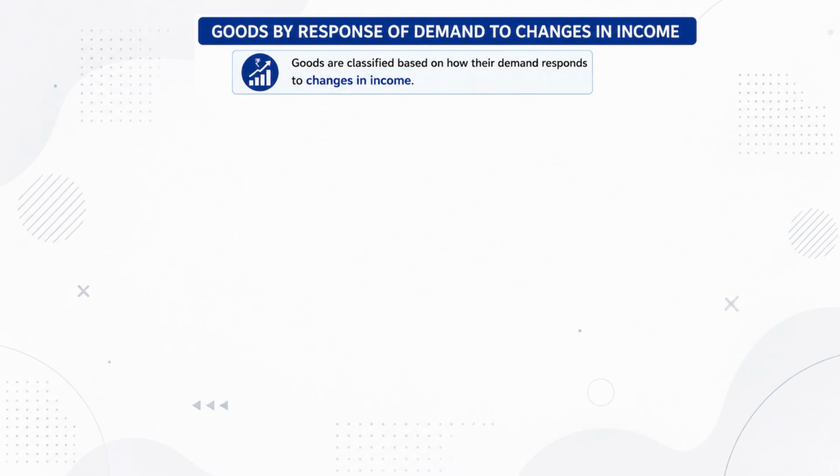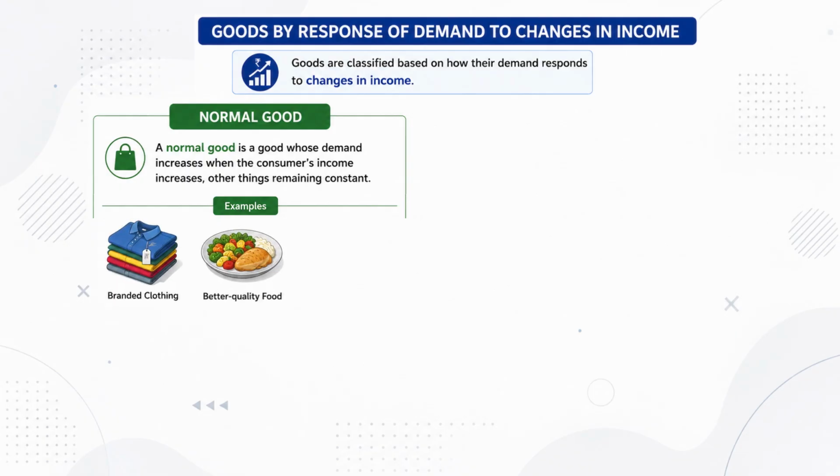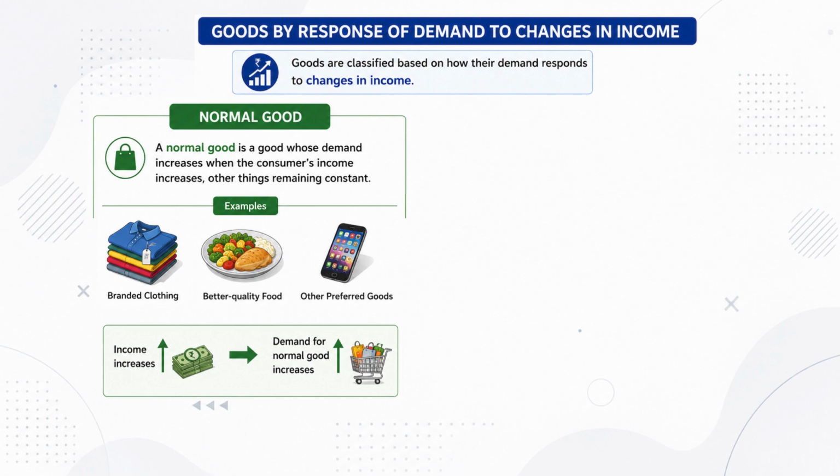Now, let us classify goods according to how their demand responds to changes in income. A normal good is a good whose demand increases when the consumer's income increases, other things remaining constant. For example, when a family's income increases, it may purchase more branded clothing, better quality food, or other goods it prefers. Therefore, as income increases, demand for a normal good increases.